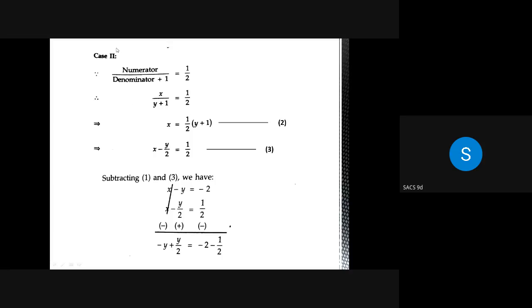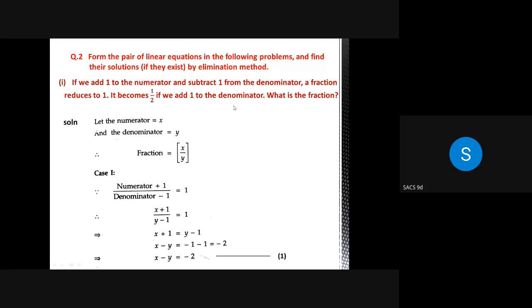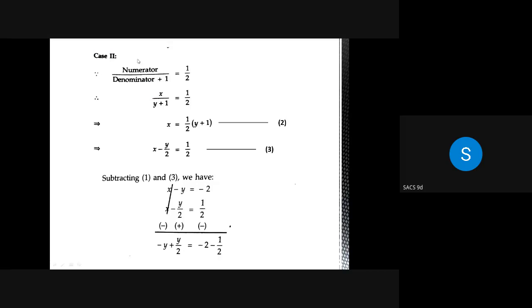Now from case 2, the case 2 was, if we add 1 to the denominator, the fraction becomes half. That means for the numerator you are not doing anything, just adding 1 to the denominator and the fraction is becoming 1 by 2. So the second case will be like this: numerator by denominator plus 1 equal to 1 by 2. That is x by y plus 1 equal to 1 by 2. Again cross multiply, and from here you will obtain the next equation.